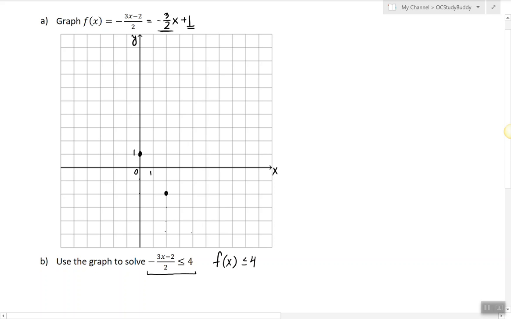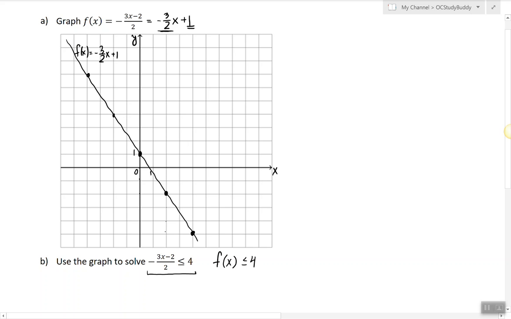And we can continue the same pattern and produce a couple more points to the right, and reversing the pattern, meaning going 3 up and 2 to the left, we can produce a couple points to the left of the y-axis, and this is the graph of this function. So this is the graph of f of x, which is -3/2 x plus 1.